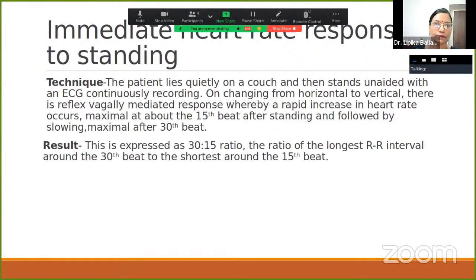So now coming to the response to standing. Here the patient lies quietly on a couch and then stands unaided with an ECG continuously recording. Changing from horizontal to vertical, there is a reflex vagal mediated response, whereby a rapid increase in heart rate occurs, maximal at about the 15th beat after standing, followed by slowing, maximal after the 30th beat. So here the result is expressed as the 30:15 ratio, the ratio of the longest RR interval around the 30th beat to the shortest around the 15th beat.